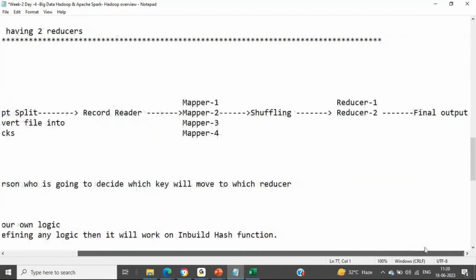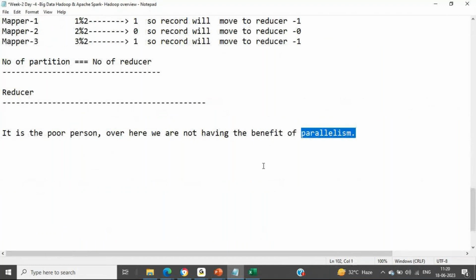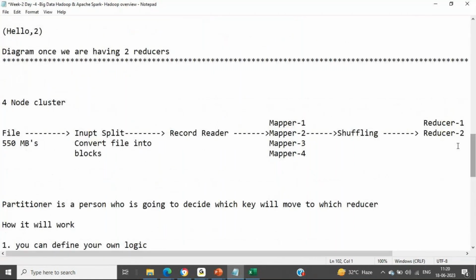One important concept that I am going to explain is over here. What I have mentioned, this reducer is the poor person. And if someone is poor, then we need to offload that. We need to take the burden from that particular person. So over here, if the reducer is the poor one, heavily loaded, then we are not having parallelism over here.